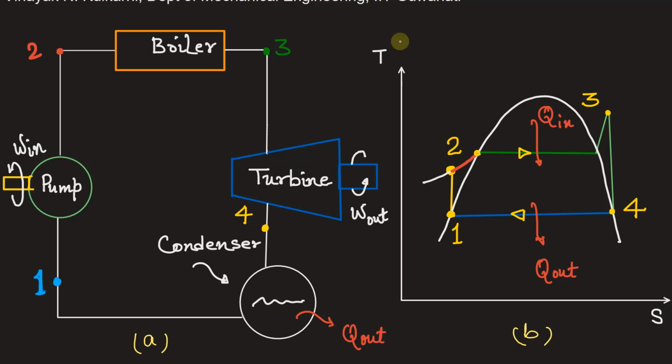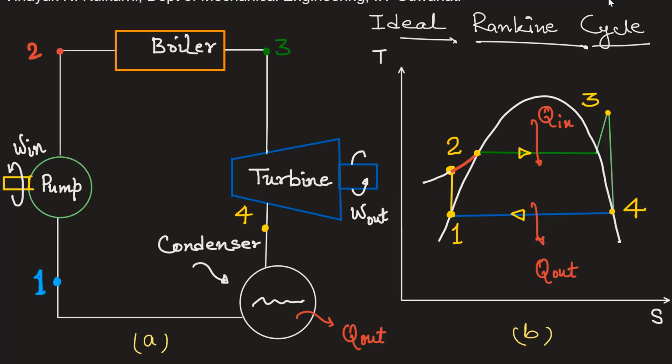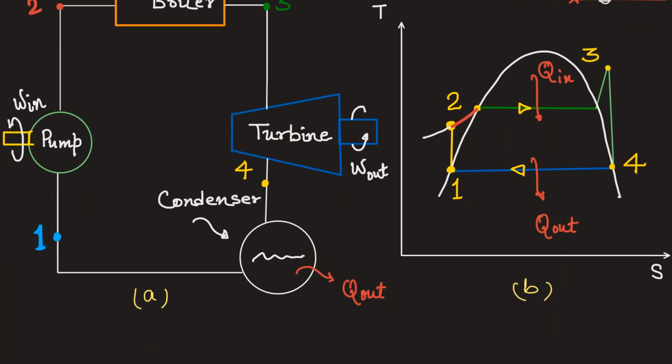These both diagrams are the representation of the ideal Rankine cycle. So this is the TS diagram and this is the schematic representation of the ideal Rankine cycle. Here we have seen the working of the ideal Rankine cycle. Now let's see the actual Rankine cycle, how it deviates from the ideal cycle.